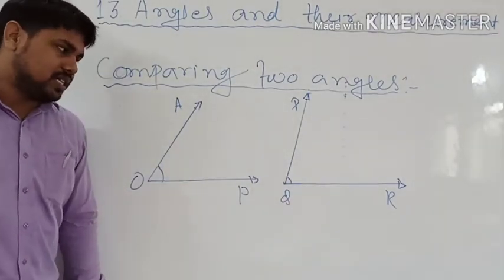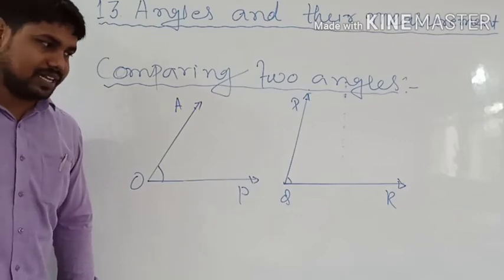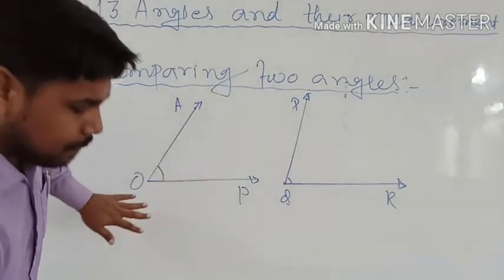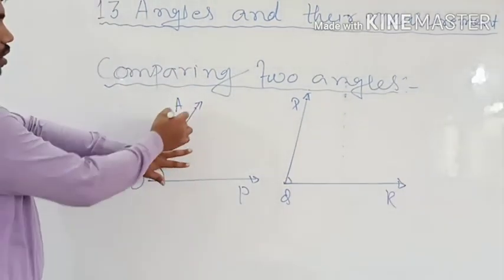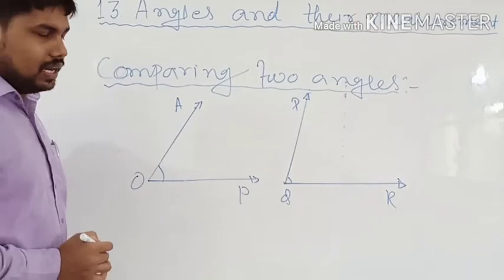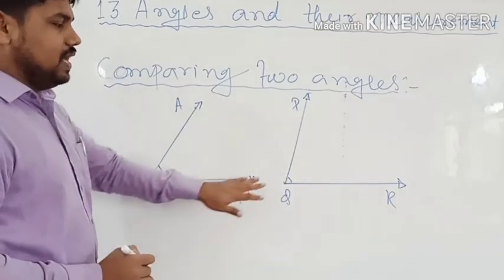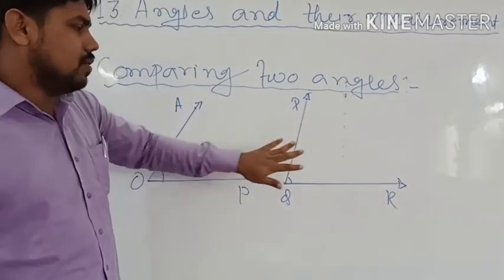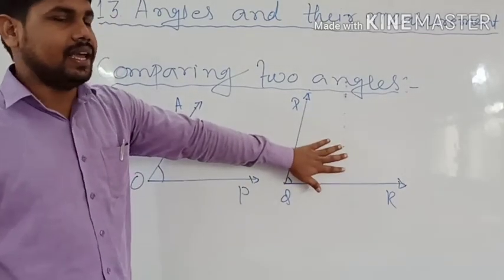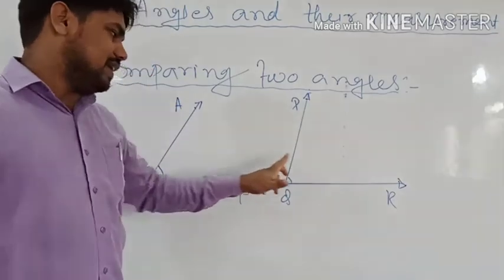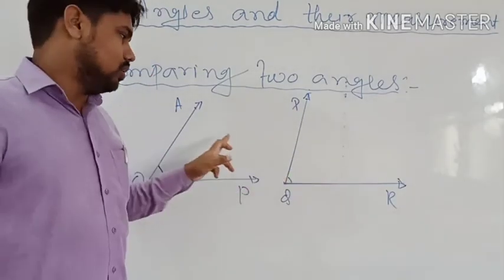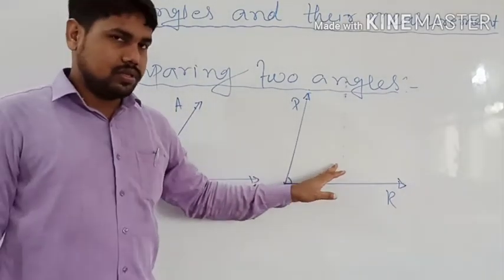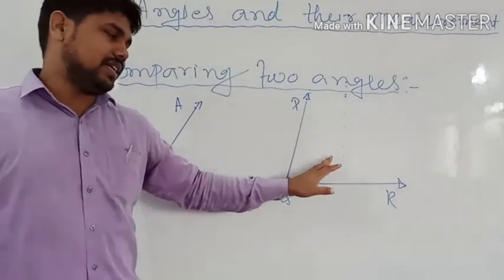Then another process is we can use tracing paper. Using tracing paper, what will we do? We will keep the tracing paper here, and after keeping the tracing paper here, we will draw an angle on the tracing paper. And after that we will place the same angle here also and check whether it is coming the same as this. If it comes the same, then this angle and this angle are equal and both have the same measurement. And if it is not coming the same, then it is not the same.